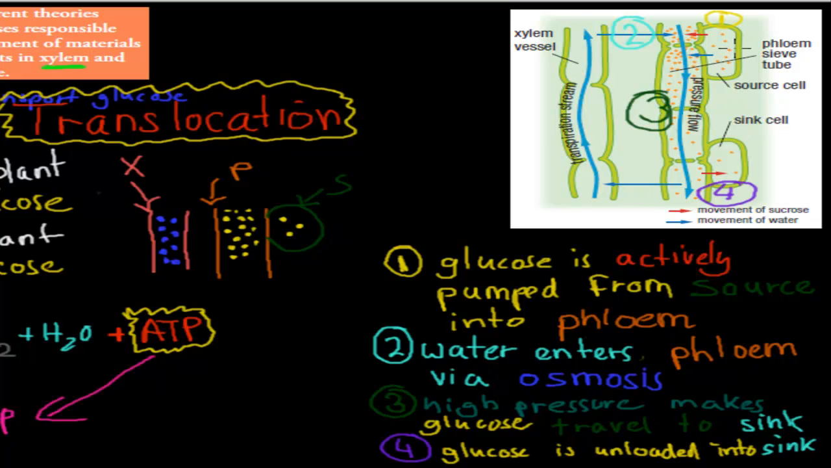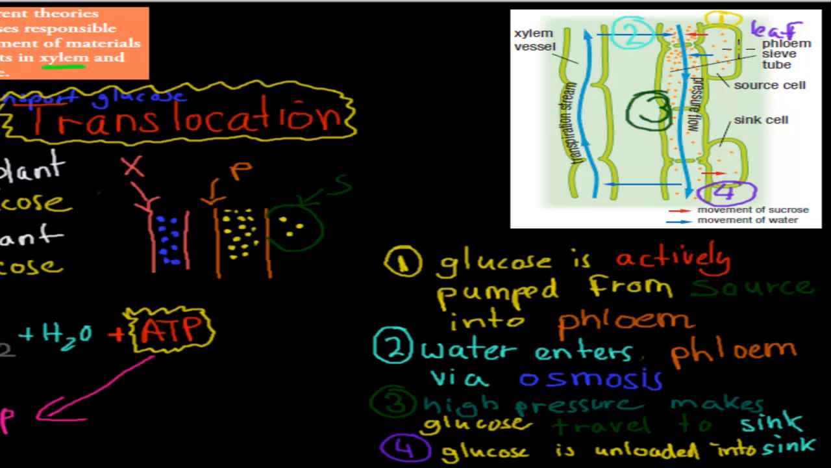So this is actually how it happens. Here you have a picture. Labeled number 1: glucose is actively pumped from the source, where it's produced, into the phloem. If you look here, this is the source right here. You can imagine this is the leaf right there.